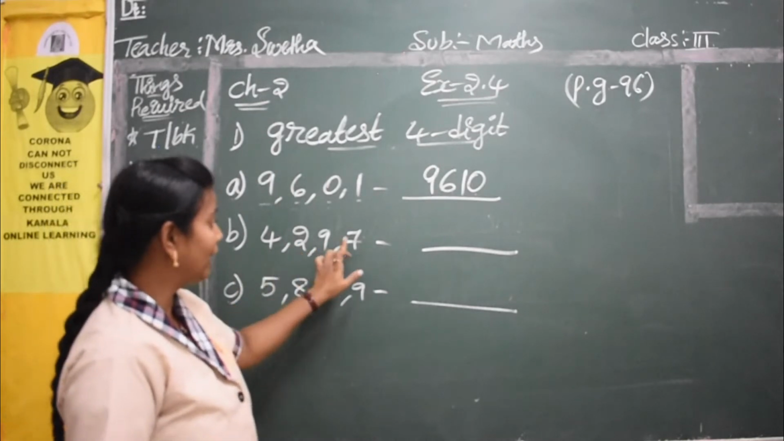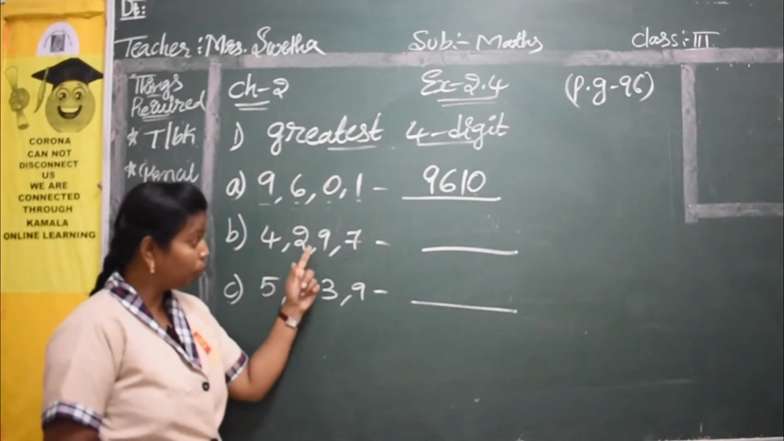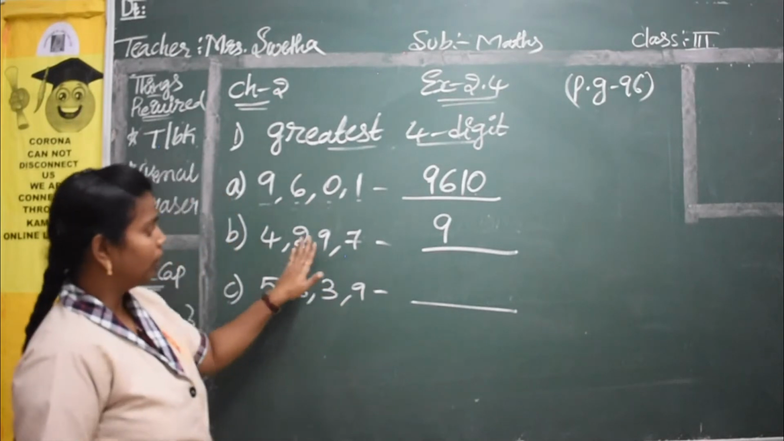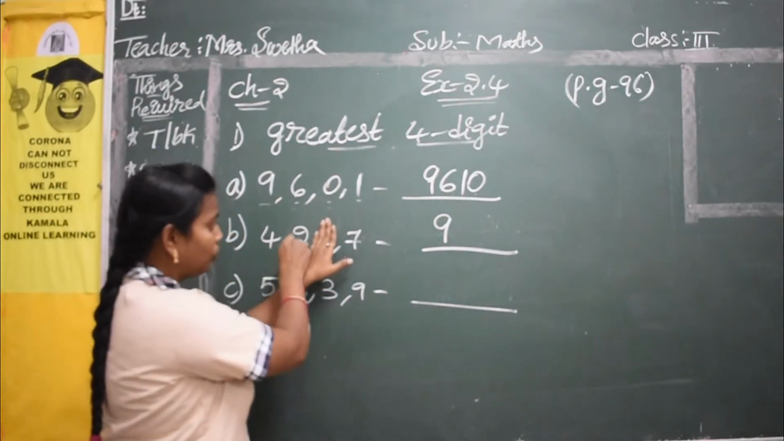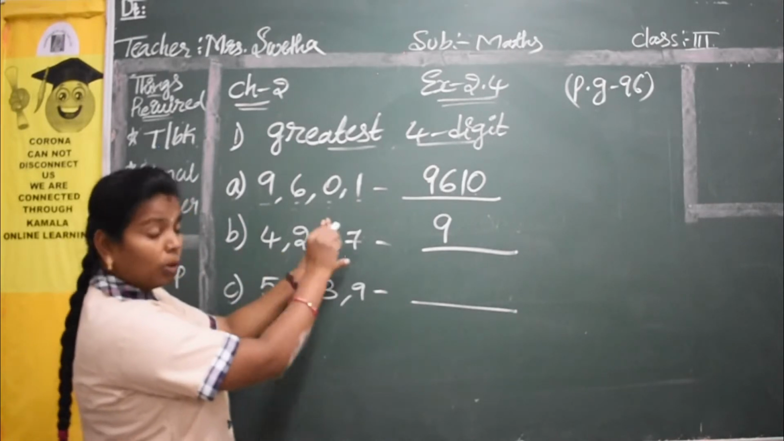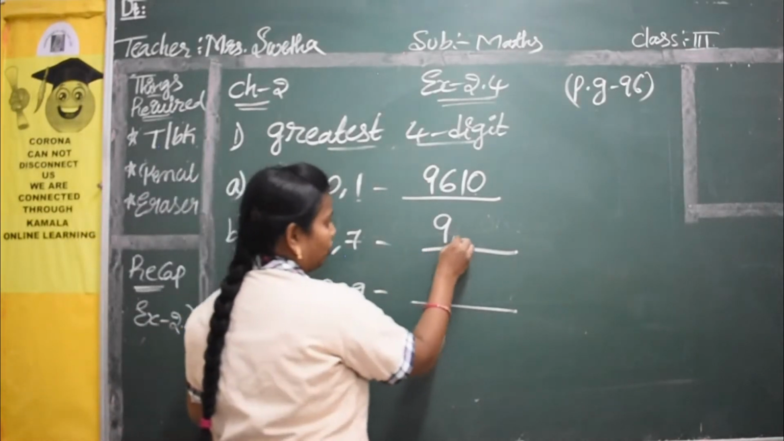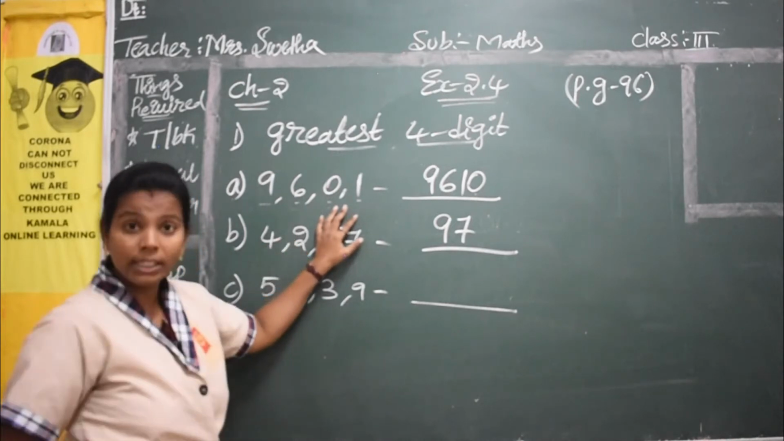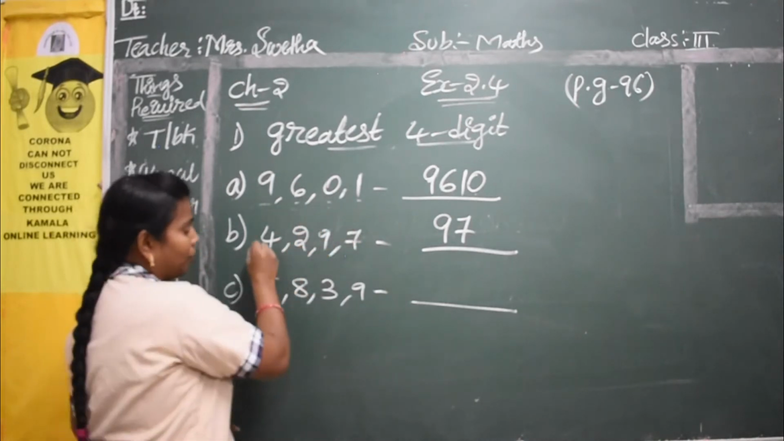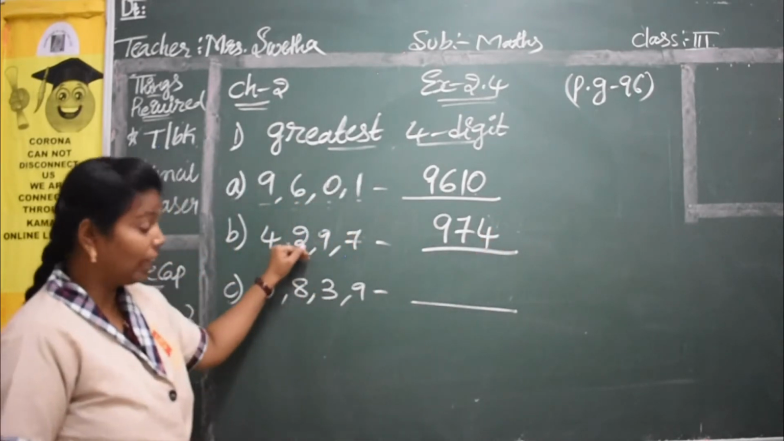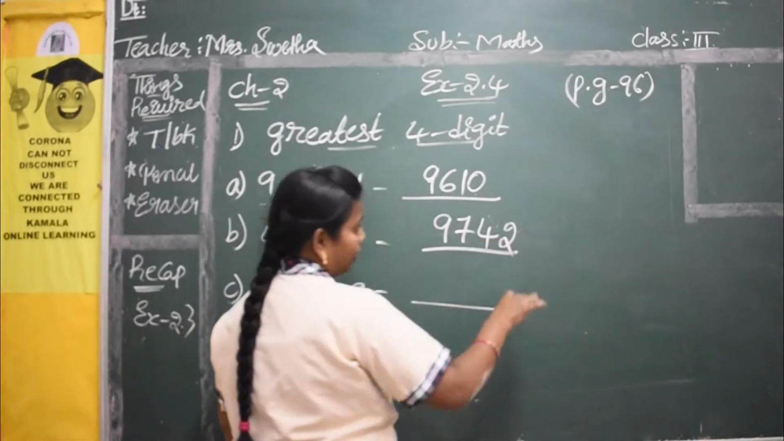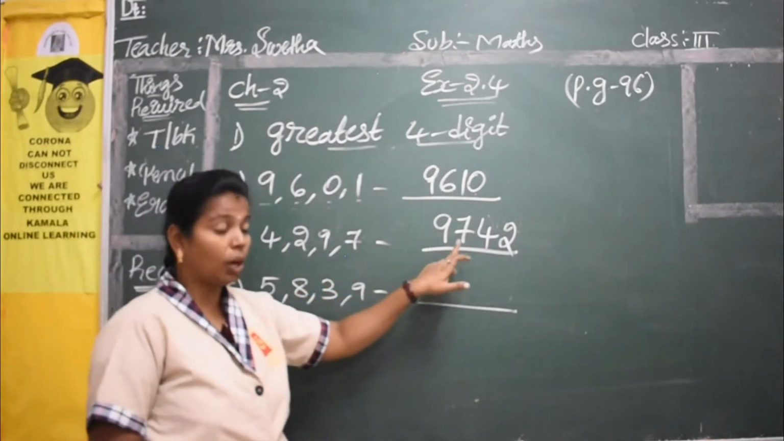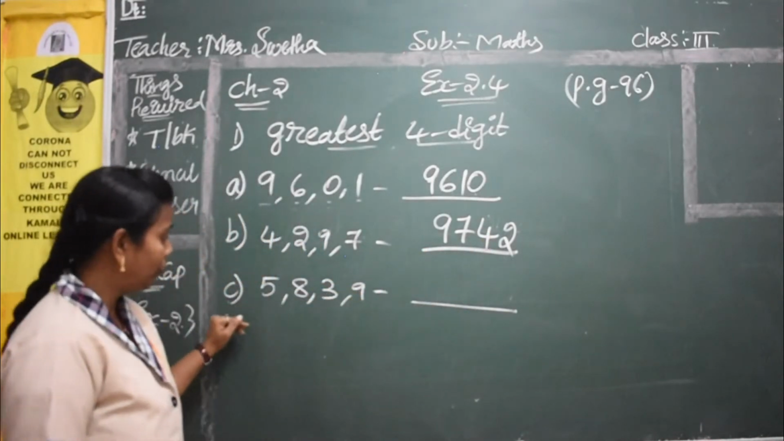So 4297, which is the big number? 9. So take 9 first, then leave off 9 and see the other ones. 4, 2, 7, which is the big one? 7. So take number 7, and don't write any comma in the middle. Now these two numbers are finished. 4 and 2, which is the bigger one? 4. So take number 4, then the last number left is 2. So take number 2. So the greatest number formed with 4297 is 9742.